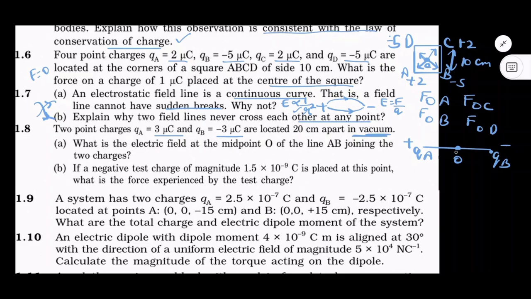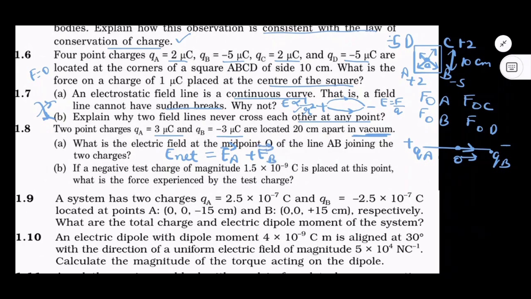If we have to find the electric field, let's see the direction of the electric field first. For the positive charge, the electric field will be away from the charge, so it will be in this direction, and for B it will again be in this same direction, since it is towards the negative charge. So you can calculate and add up: the net electric field will be the electric field due to A and the electric field due to B.